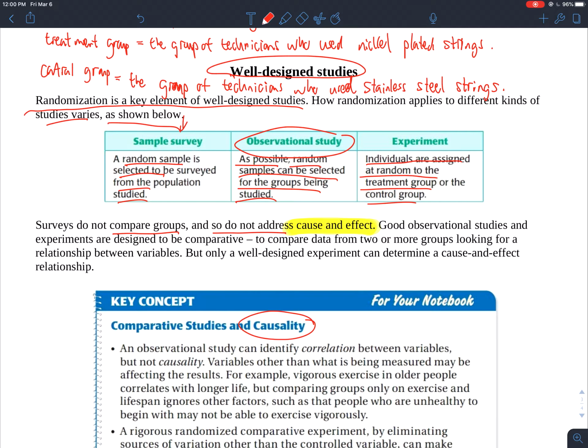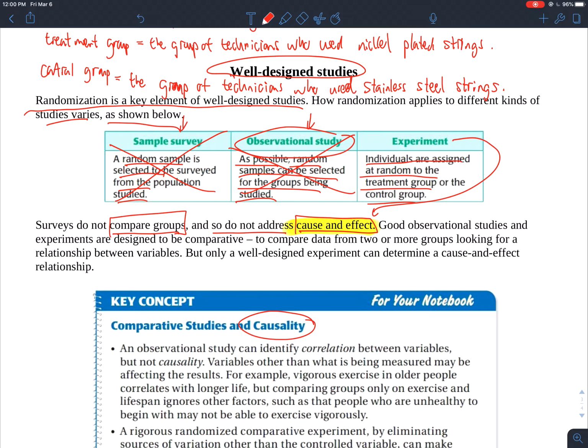Surveys and observational studies do not address cause and effect, okay? I don't compare groups, I don't impose a treatment, I don't control the environment, none of that. I merely look at what's already happening. So I cannot establish cause and effect with a sample survey or an observational study. The only thing that gives me cause and effect is a well-designed experiment.